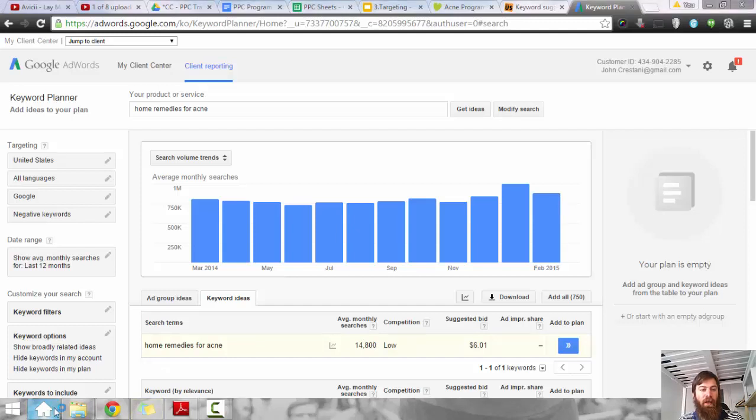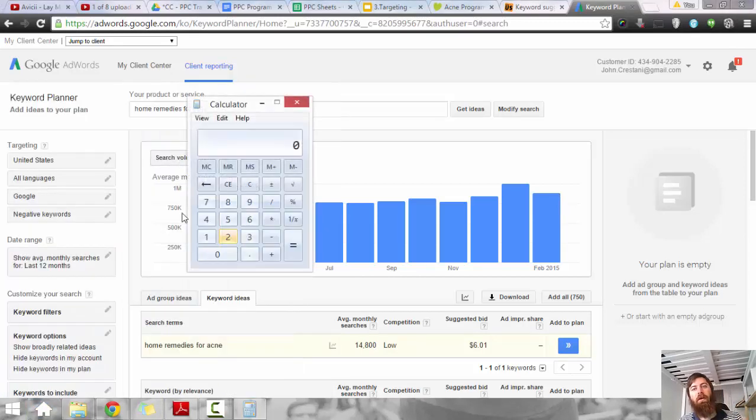Now what's important is that we don't make stupid decisions. If the product is $40 and typically it converts at 1%, then we know we can spend about 40 cents per click. So even though the suggested bid is $6, we're still setting the bids at 40 cents, because that's what we need to be profitable.